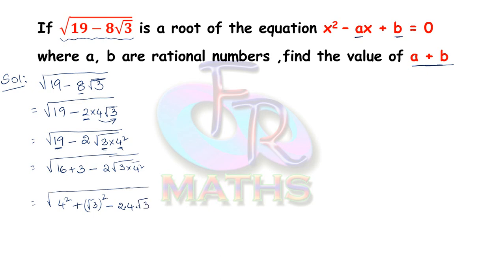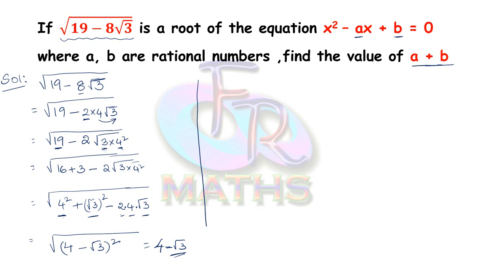Now if you observe carefully, this is in the form of a square plus b square minus 2ab, right? Now clearly you can write it as a minus b whole square. Here a is 4 and b is root 3, so I can write this as 4 minus root 3 whole square. Now when I cancel out the square and root, I am going to get the value as 4 minus root 3. That means the square root of 19 minus 8 root 3 is 4 minus root 3.